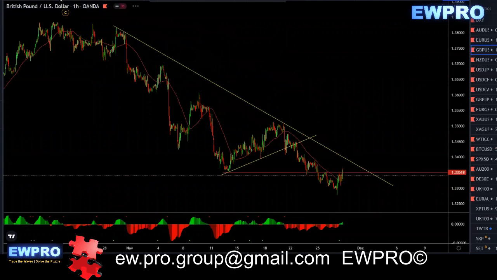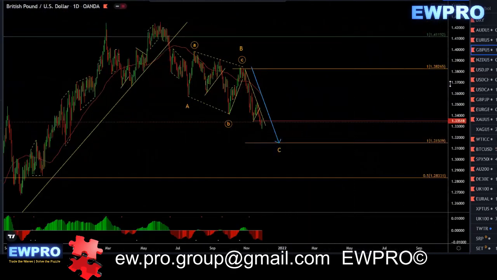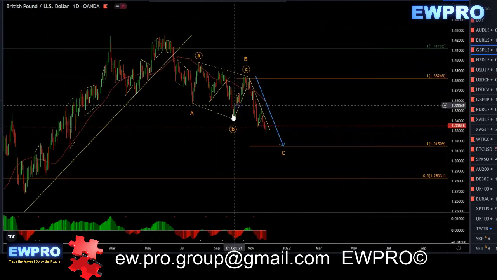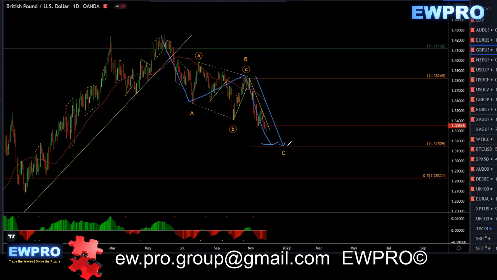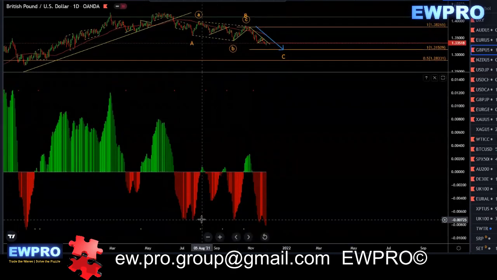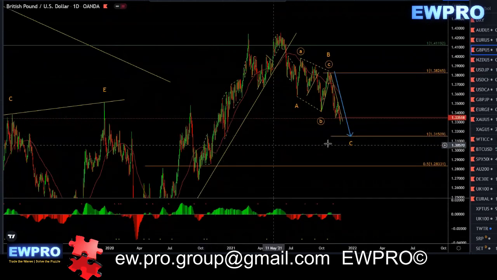Looking at GU on the daily, now this one's playing out as expected. We got the C up on this one on the daily. So looking at A, B, C, it's nearly down to the 100 fib, the first target, well, our target. And yeah, I'm not sure if there's any divergence there. We have lost the divergence. So this may go even further.